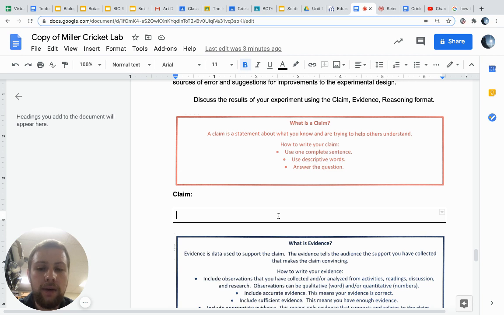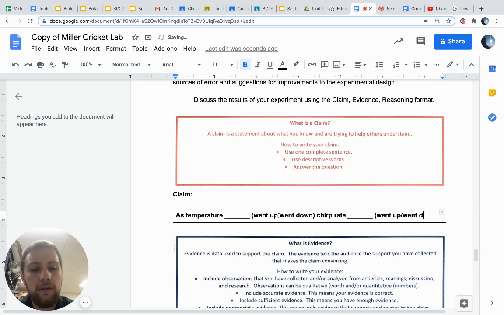So essentially we can answer: temperature went up or went down, chirp rate went up or went down, whatever you saw. That's what you're going to put there.